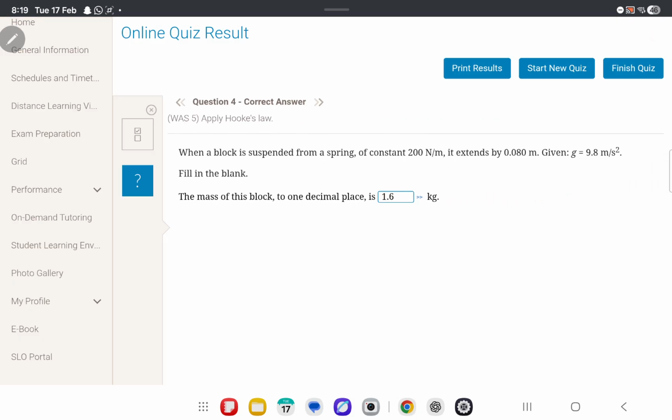Apply Hooke's law. I actually didn't study this. When a block is suspended from a spring of spring constant 200 newtons per meter, it extends by 0.08. Given g is 9.8, find the mass of the block. Now, F equals kx, and F is my weight because I'm suspending it. Ignoring the tension, the only force acting is mg, so mg equals kx.